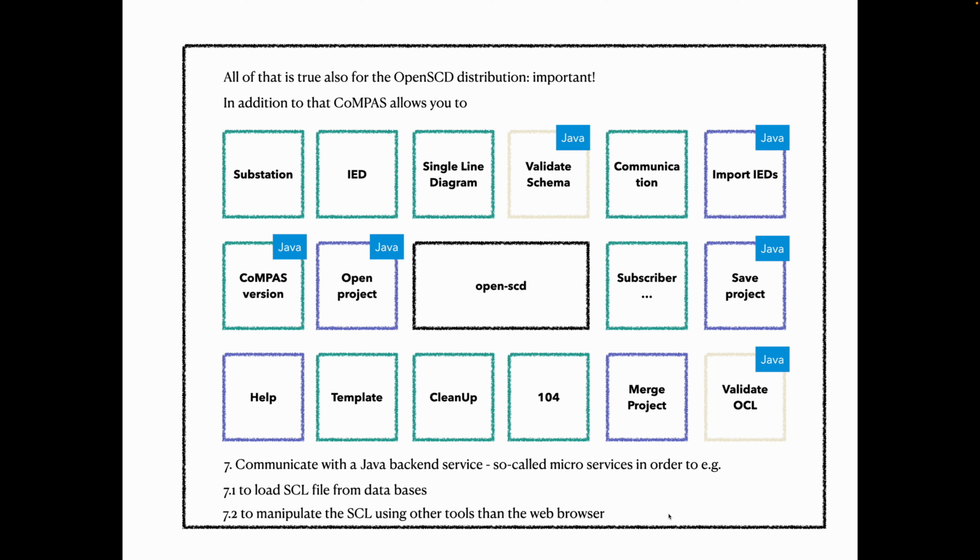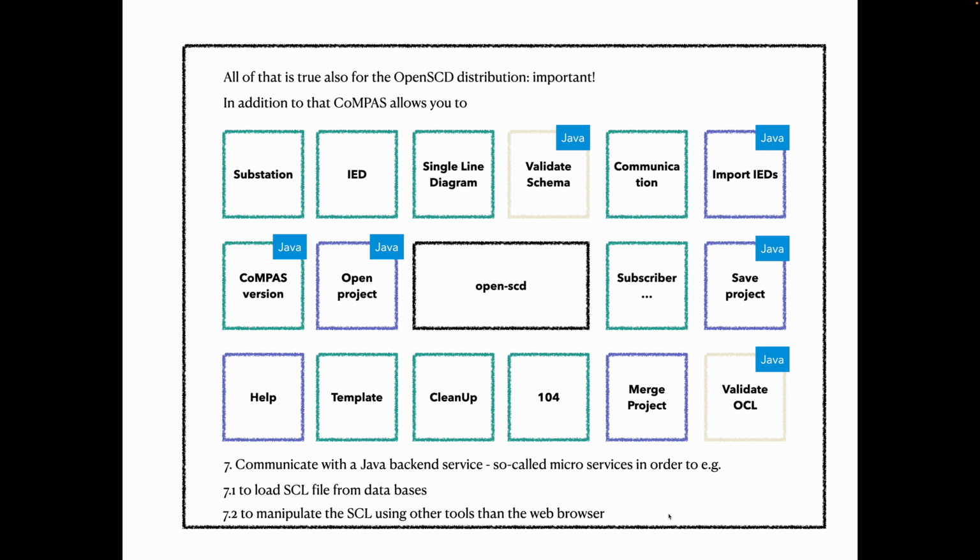And CoMPAS and OpenSCD go together very well because a microservice is basically also a module, a little piece of functionality that is doing a very specific job, very similar to a plugin. And this is how they work together. CoMPAS is accessing its backend microservices through a front-end plugin that is written in OpenSCD. And this allows you to expand the way you manipulate the SCL files, for example.